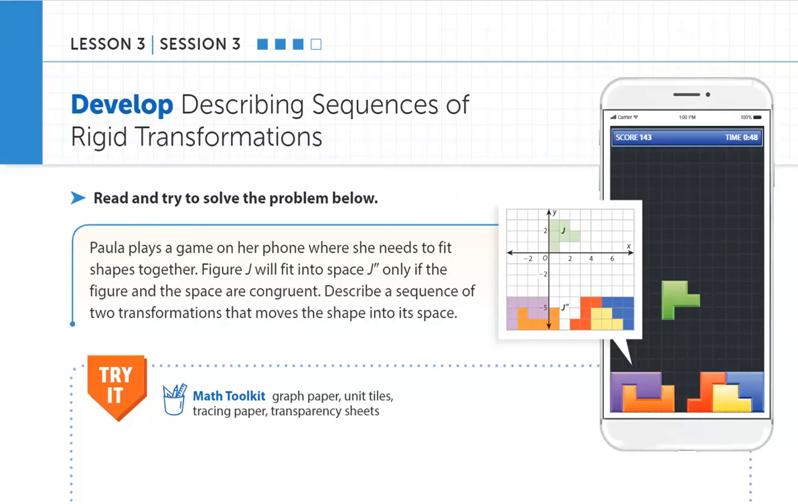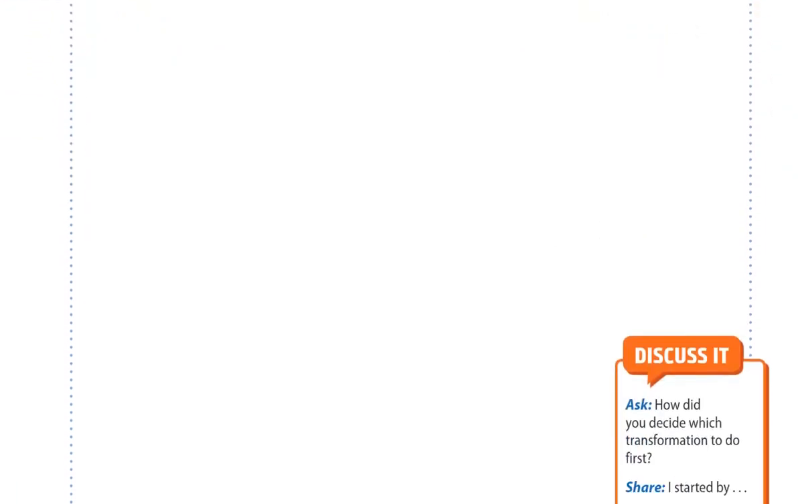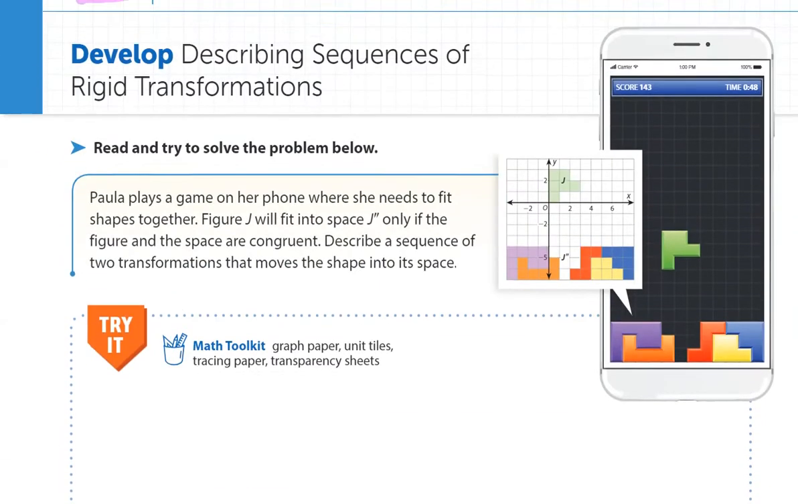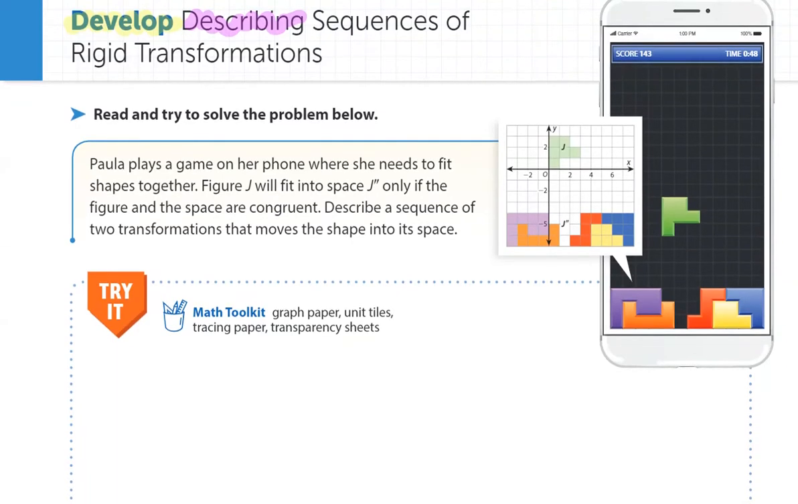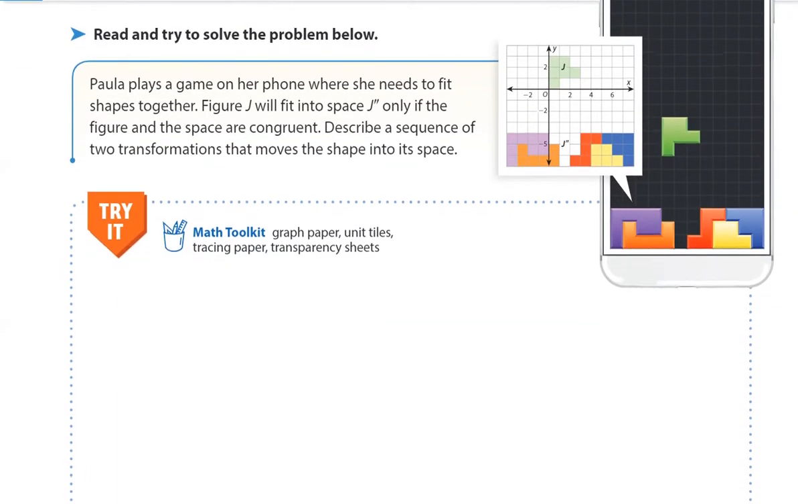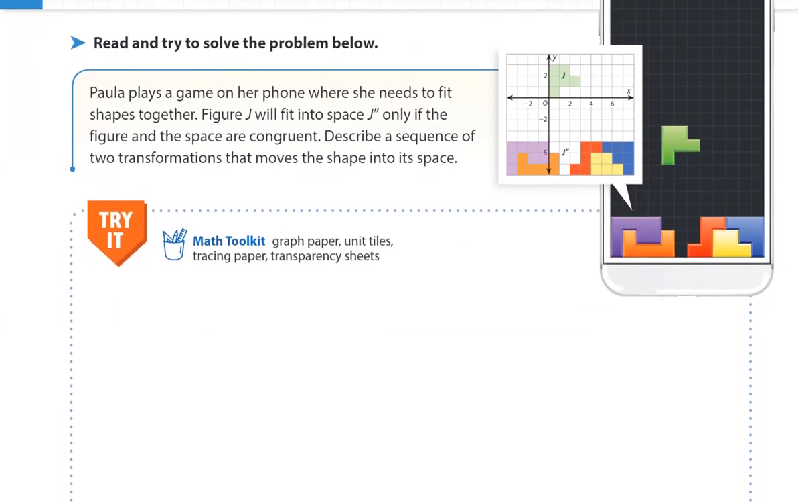Hello 8th graders, we are on lesson 3, session 3 in our books, which starts on page 55. And yesterday in session 2 we performed sequences of rigid transformations. Today we are describing sequences, so we're doing the opposite. It's already been performed and now we have to say what happened. And again, this is a develop lesson, which means we are developing our understanding under the guidance of a wise adult. So here is our try it.